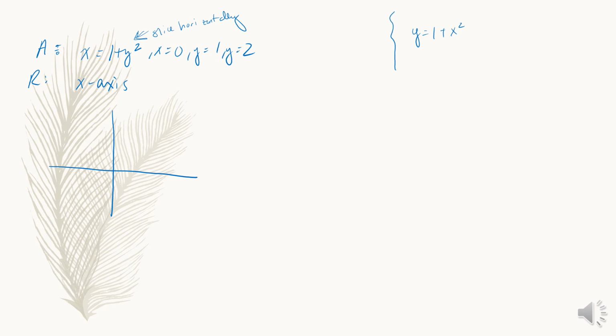So back to this, x equals 1 plus y squared is a parabola that's been put on its side. x equals 0, that is the y-axis, and then y equals 1, and y equals 2. So there's my picture, it's just this top part up here. And we are revolving that around the x-axis. So it's almost like that picture we had before, it's just been rotated 90 degrees. And like I said, I would like to slice horizontally.